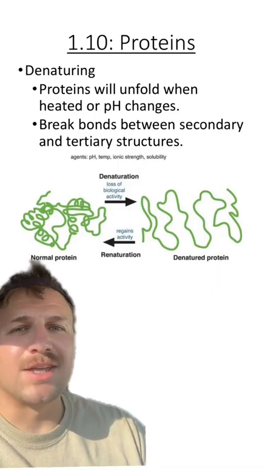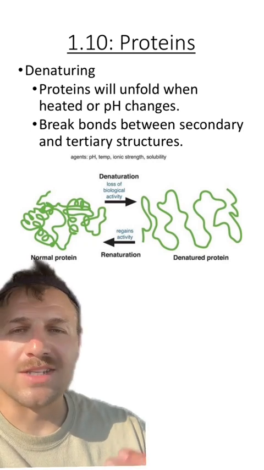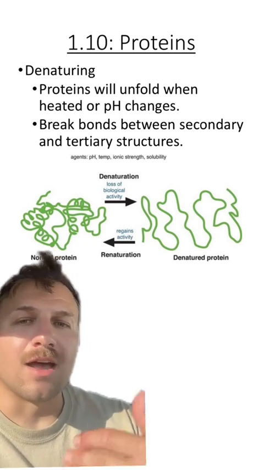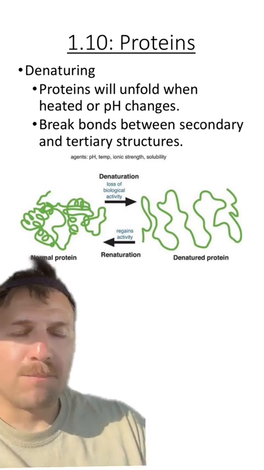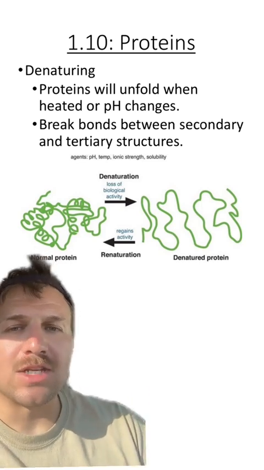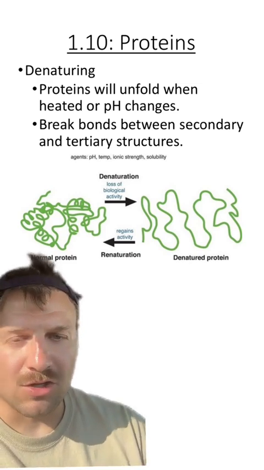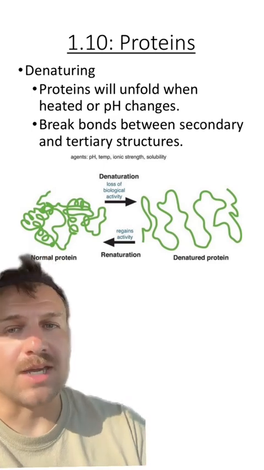One last thing I like to mention about these proteins is something called denaturing. And denaturing is when the proteins unfold because of heat or pH changes. Basically what happens is the protein will unfold because the hydrogen bonds between the secondary and tertiary structures will be broken because of these changes.